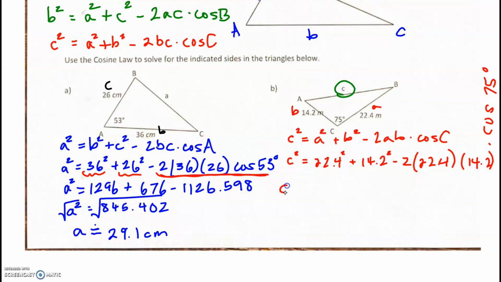All right, so I am going to do the same thing as I did in the other question. I'm going to get the answer to those 3 calculations that I underlined. So 22.4 squared is 501.76. Whoops, wrote the decimal in the wrong spot. Let's fix that up. 14.2 squared is going to be 201.64.